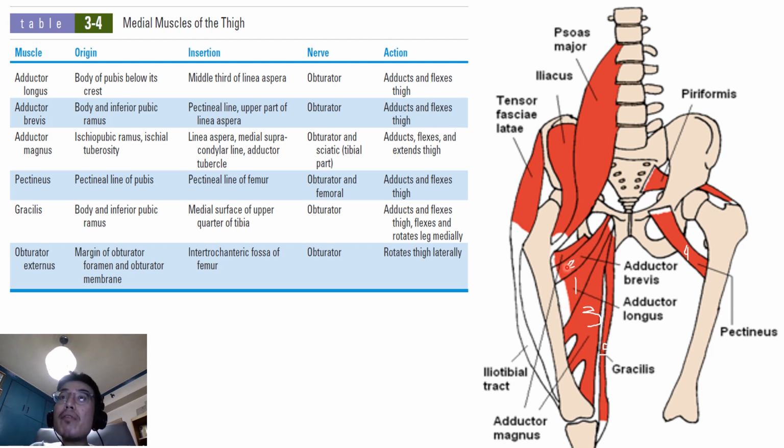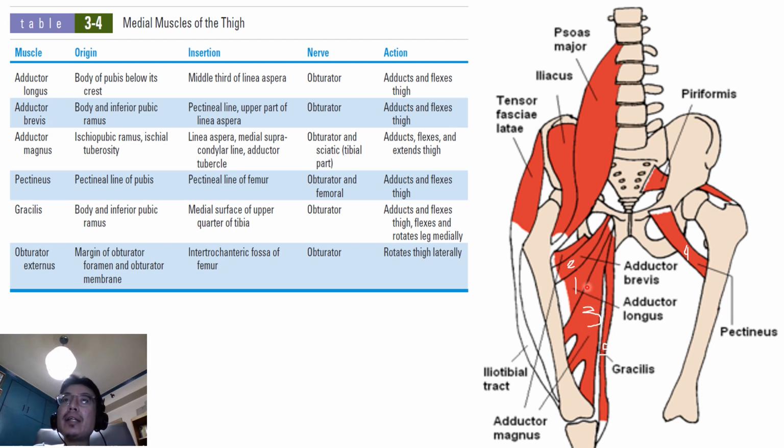The adductor brevis is a smaller adductor muscle located on top of the longus. The adductor brevis has its origin also from the body and inferior to the pubic ramus. It inserts into the pectineal line and the upper part of the linea aspera. It's also innervated by the obturator nerve, and its function is to adduct and flex the thigh.